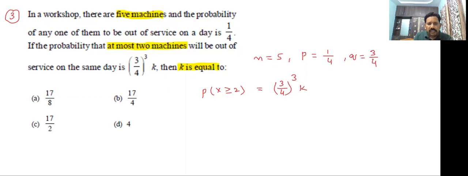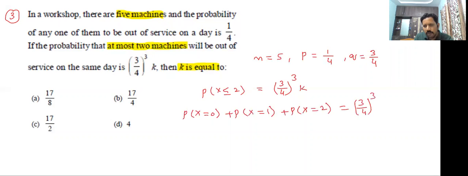So here, observe the condition. At most is given, maximum, x less than or equal to 2. That means P of x equal to 0 plus P of x equal to 1 plus P of x equal to 2. This value is (3 by 4) whole cube into k.